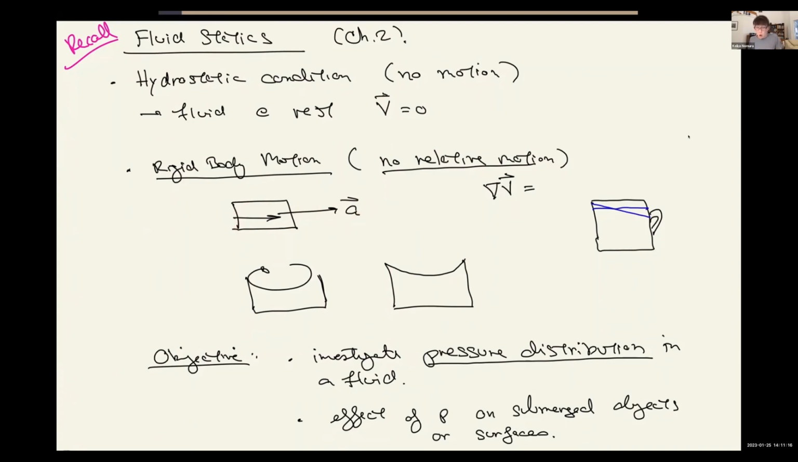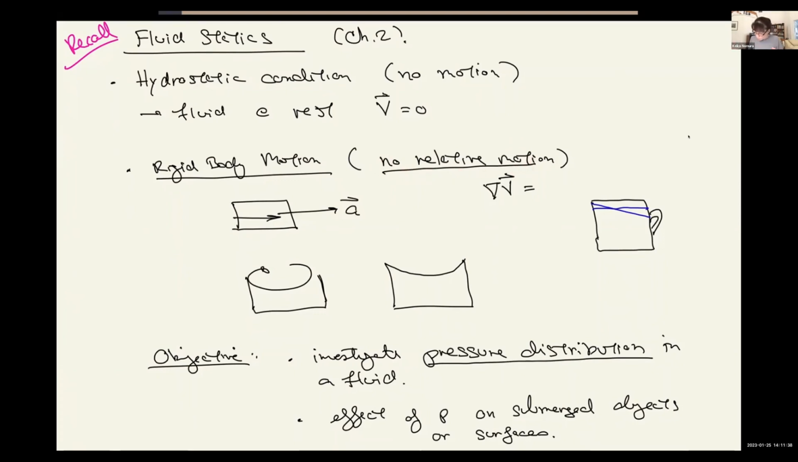Okay. Also, the whole thing will translate. We can also consider the rotation of fluid, and in that case, there would also be a rigid body motion. That is, no relative motion. And if you have no relative motion, you have no shear.